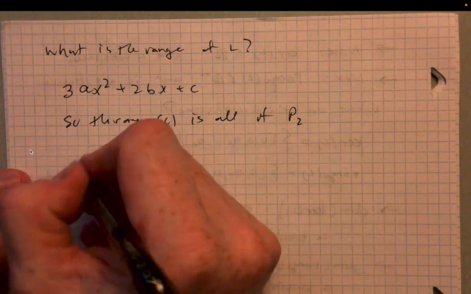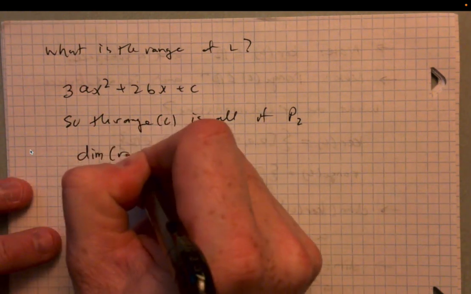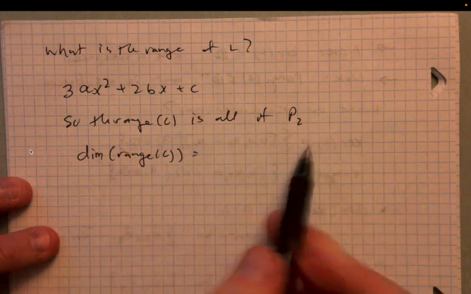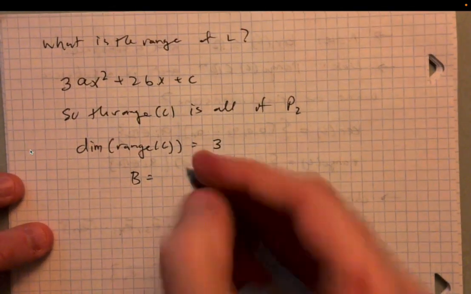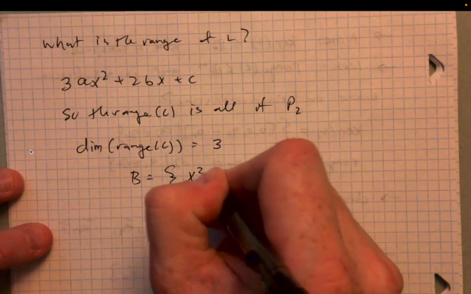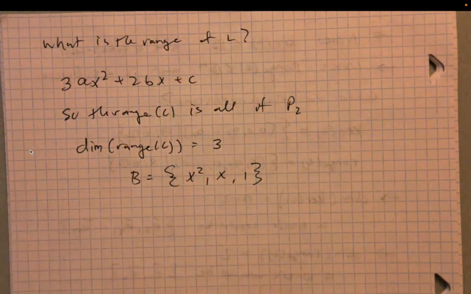And what's the dimension of the range here? Well, it's P2, so it's going to be 3, right? What's the basis? Think of a basis. The standard basis here would have to be x squared, x, and 1. Okay, and so that's the standard basis for P2, and so that means the dimension of P2 is 3, and so therefore the range has a dimension of 3 as well, since it's equal to P2. Okay, very good.